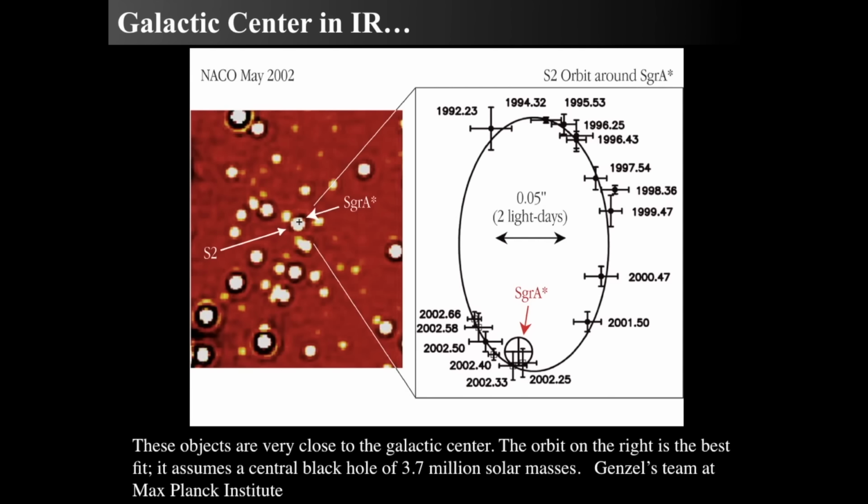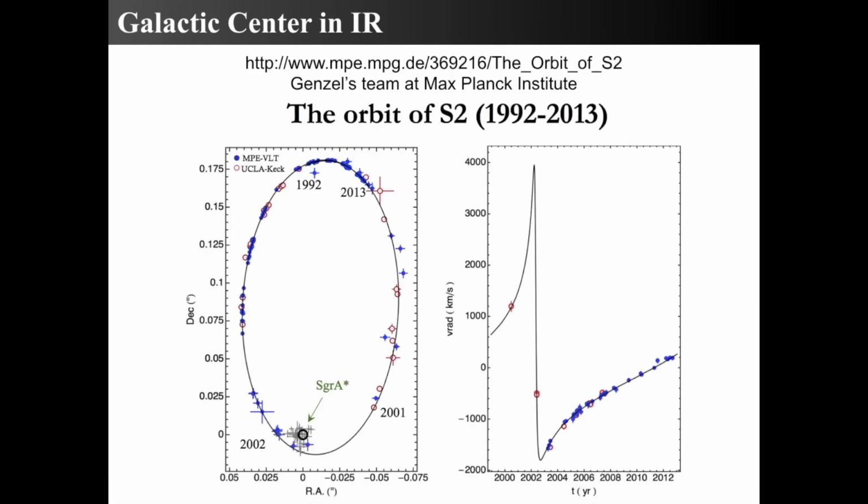So something's yanking on it really hard, and that something is a supermassive black hole at the center of the Milky Way. That's about 4 million solar masses. And this is what they found in 1992 to 2013. Their observations could be modeled by general relativity, which is the curve on the right-hand side. So the orbit is what's been done.